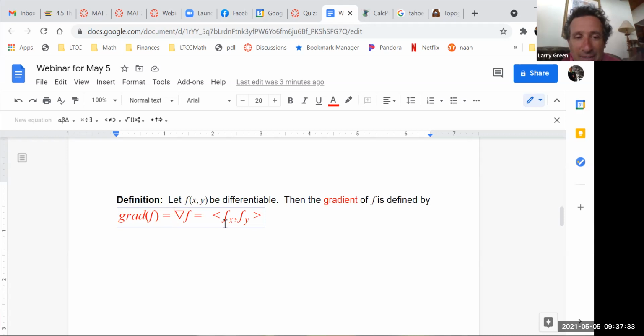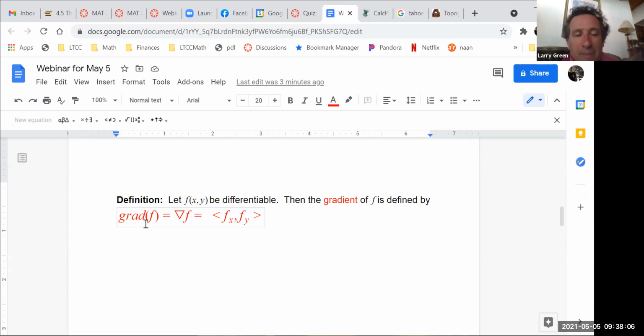And here's the big definition. It is the vector at which the first component of the vector is a partial derivative of f with respect to x, and the second component of the vector is a partial derivative with respect to y. So what it does is it puts both partial derivatives together in one package as a vector. Any questions on this big definition?